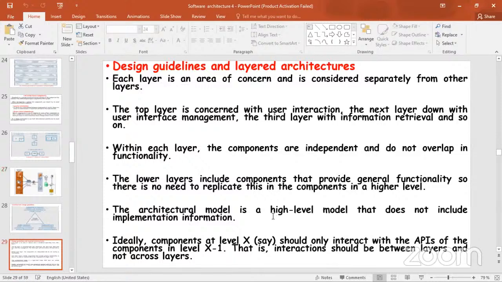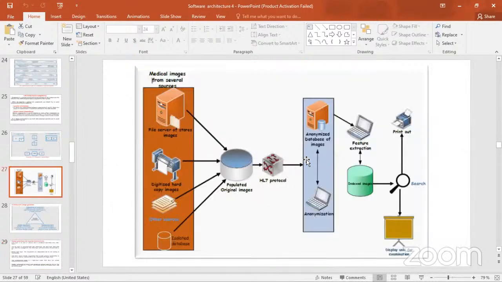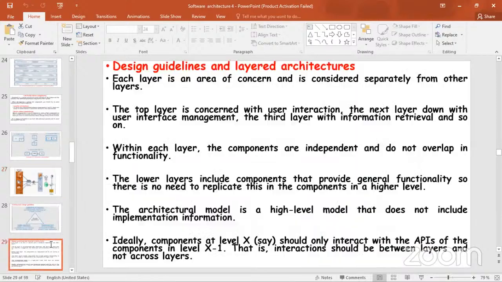So the architectural model is a high-level model that does not include implementation information. So just put them here. It's just like a guide. The way it's going to be implemented, the language with which it will be implemented. Now, this is the database. The kind of database used here is not specified. So you do not bother yourself with implementation information.